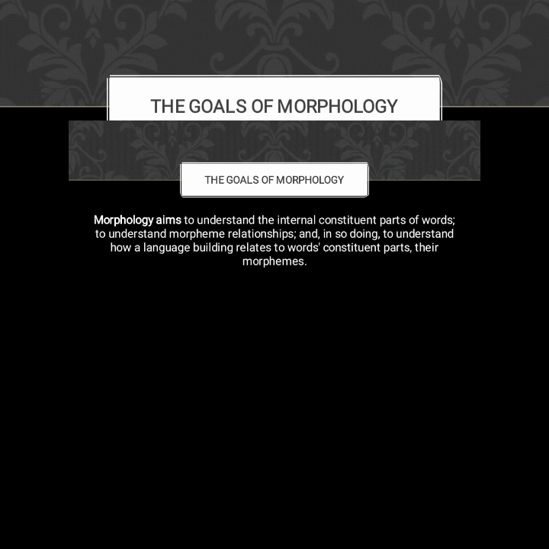The next is the goals of morphology. Morphology aims to understand the internal constituent parts of words, to understand morpheme relationships, and in so doing, to understand how language building relates to words and their constituent parts, their morphemes. Bear in mind that while English is heavily reliant upon morphemes, other languages like Vietnamese are not. They have few morphemes.